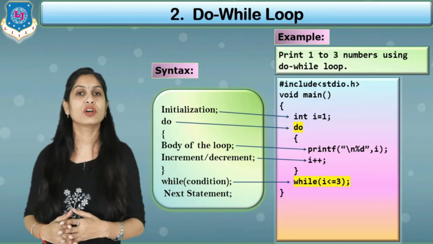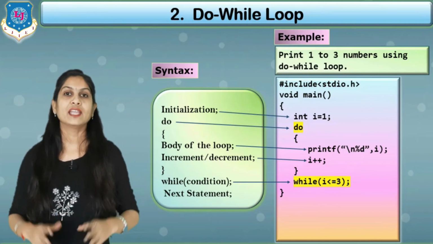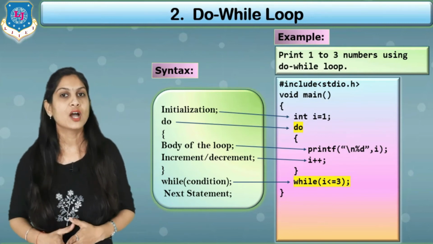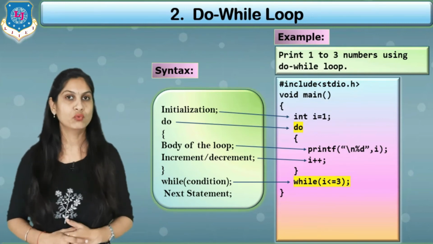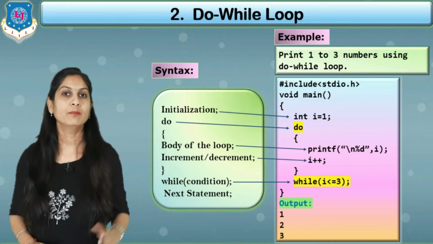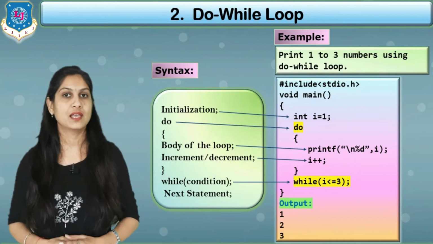Now what is the output of this program? It is similar to the while. We are writing the same logic, only changing the concept. From the while loop, we are now using the concept of do while, so the syntax has changed. The output of this program is the same: 1, 2 and 3. I hope you understand these two concepts.